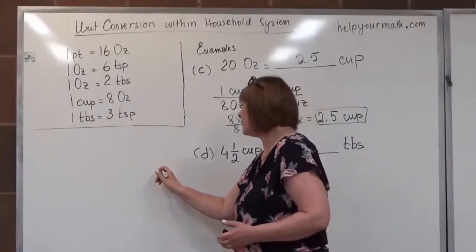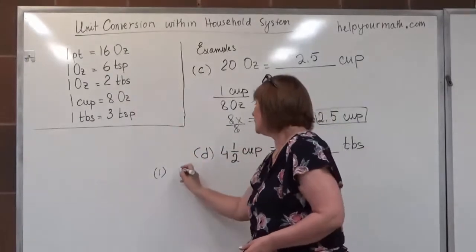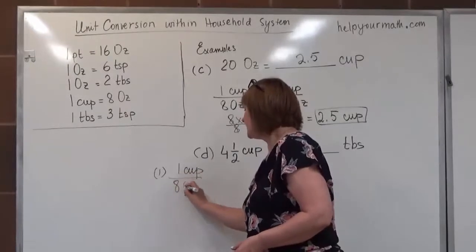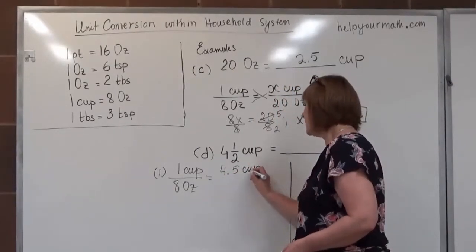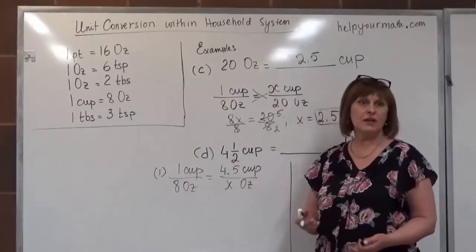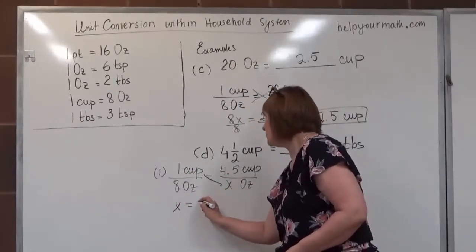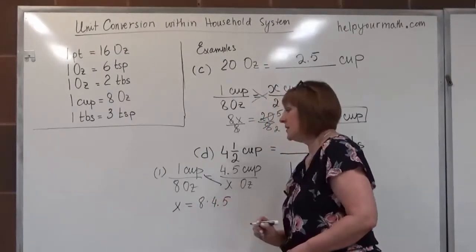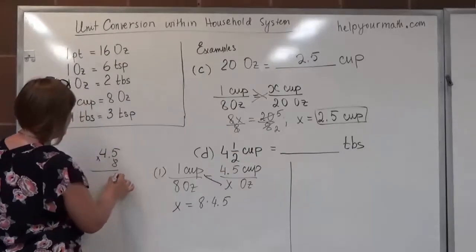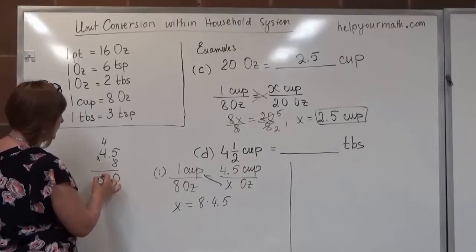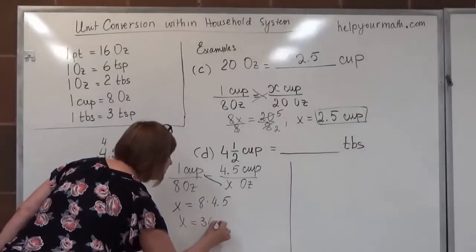So for the first step, we will convert 4.5 cups to ounces using the ratio between cups and ounces. So we will start with 1 cup over 8 ounces, and we will write 4.5 cups over x ounces. The cross product will be x, and 8 times 4.5. So let's multiply it here aside, 4.5 times 8. 5 times 8 is 40. We will put 0, carry 4. 8 times 4 is 32, plus 4 is 36. And we will move one decimal place. So x equals 36 ounces.